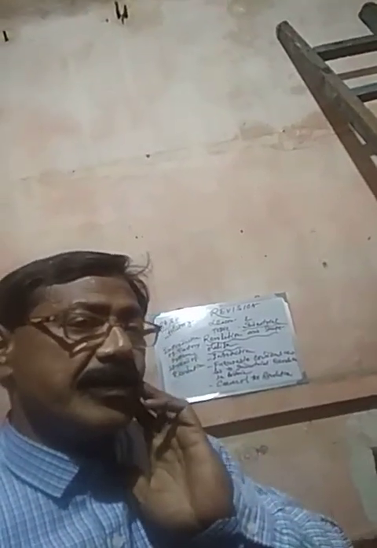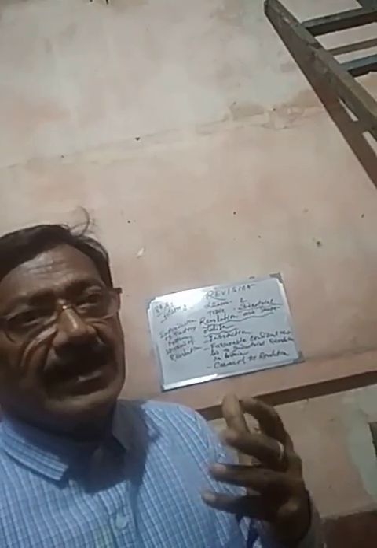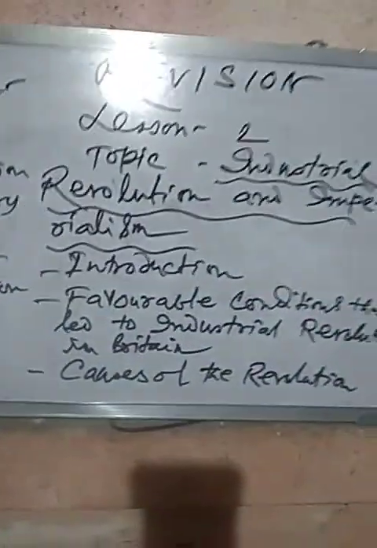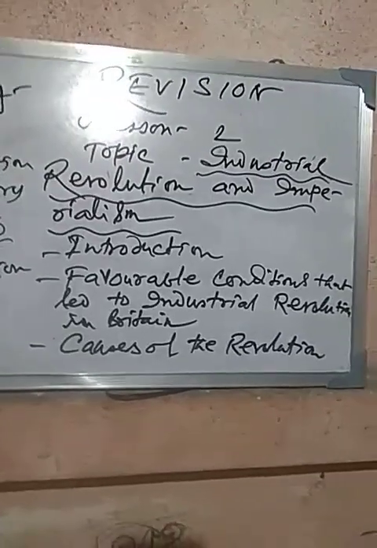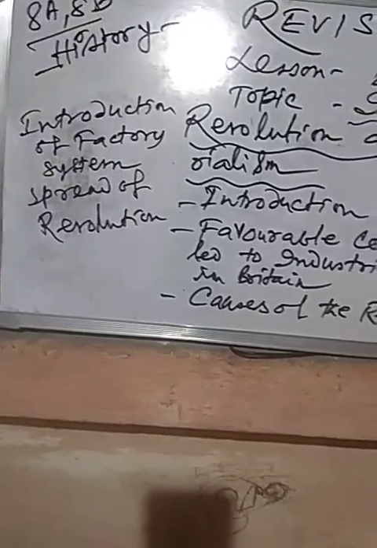Today in my revision class, I would like to explain the topic, the Industrial Revolution and Imperialism. Here are the points mentioned, please look at it. Point number 1, introduction to favorable conditions that led to Industrial Revolution in Britain, causes of the revolution, introduction of factory systems, spread of a revolution.